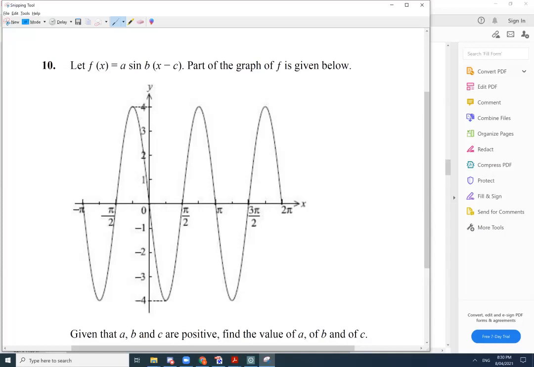What's the little a here? One. Okay. They told you all positive. What's A? A is amplitude. Oh, 4. Yes. B, yeah, okay.